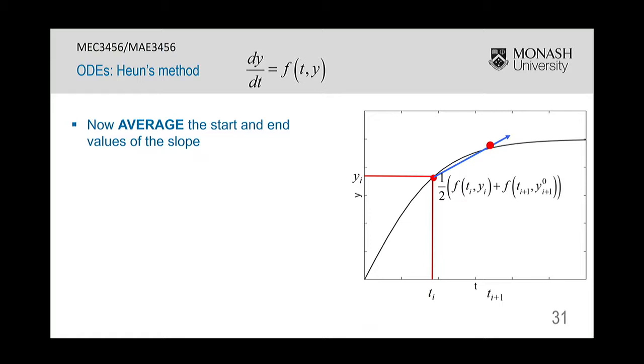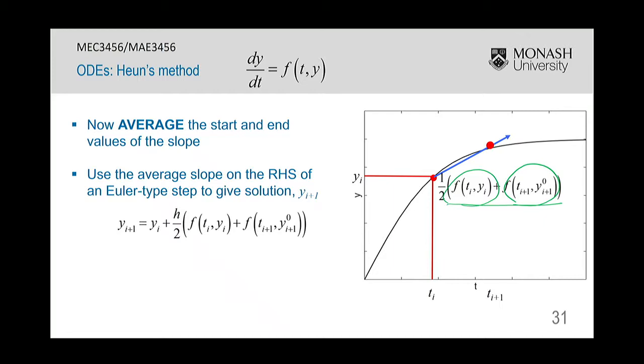We can then say that slope is given by 1/2 the value at the beginning plus our approximate value at our end point there. We can then take the average slope on the right hand side of an Euler type step to give the solution yi plus 1. So we say that yi plus 1 is equal to yi plus h times the average of the slope at the beginning and the slope at the end. And that's where the factor of 2 comes in.